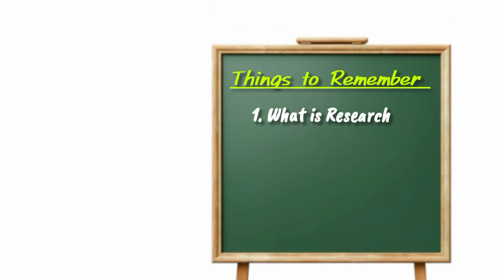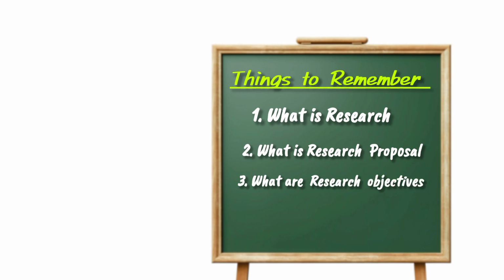Ensure they are linked to your problem statement, and every objective must help you solve or address the problem you described earlier. Here are key things to remember. Research is a systematic investigation. A research proposal is a plan for your study. Research objectives are the specific goals guiding your study. Always make your objectives SMART, clear, and linked to the problem statement.